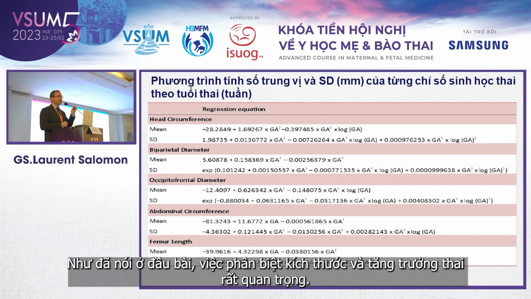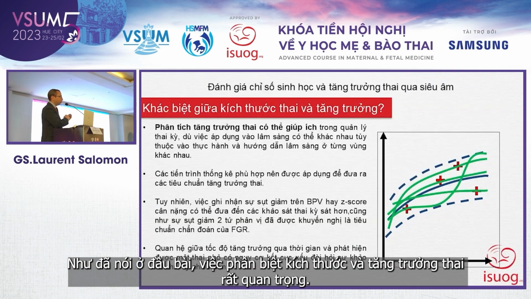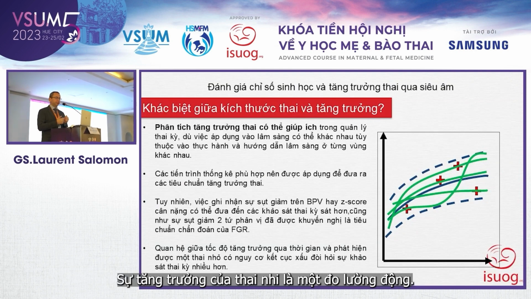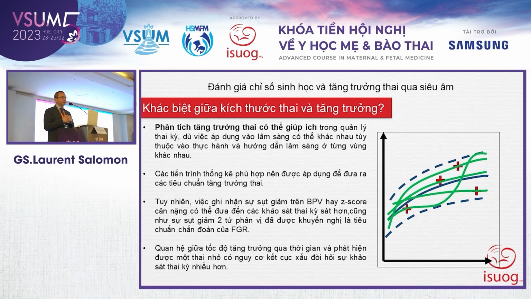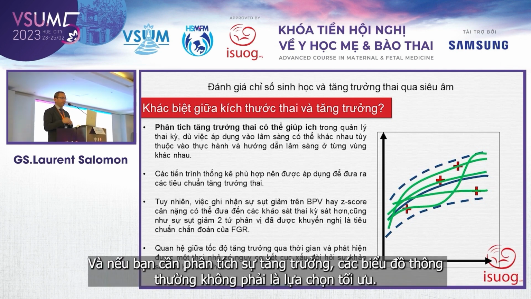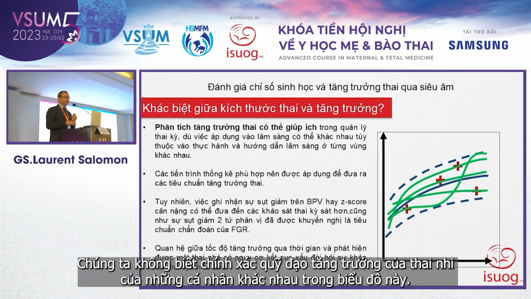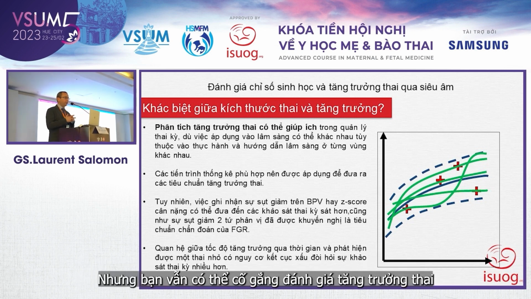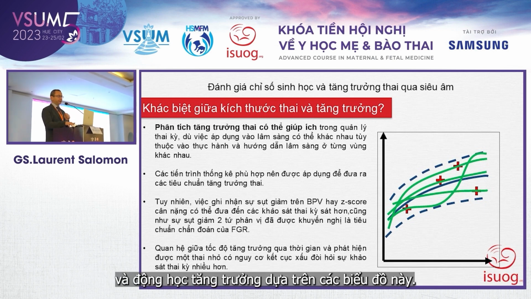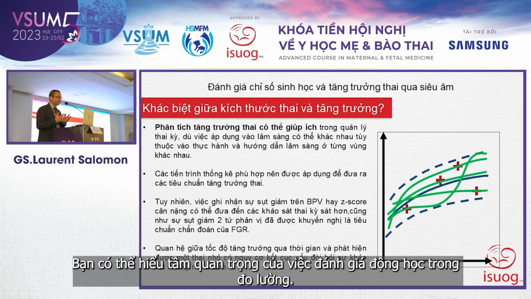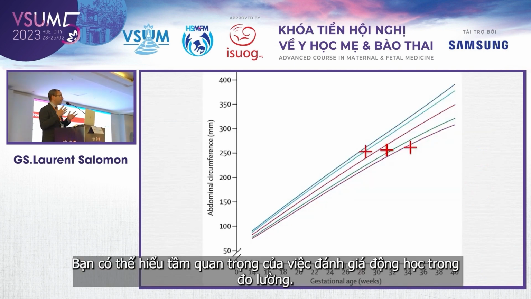As we've said at the beginning of this talk, it's important to differentiate between fetal size and fetal growth. And fetal growth, again, is a dynamic measurement. And if you are to analyze fetal growth, it's not optimal to use conventional charts, because these charts were not meant to do that. And we don't know exactly what was the trajectory of the fetal growth of these different individuals within this chart. But still, you can try to assess fetal growth and the dynamic of fetal growth based on such charts, and you can understand how much important is assessing the dynamic of a measurement.